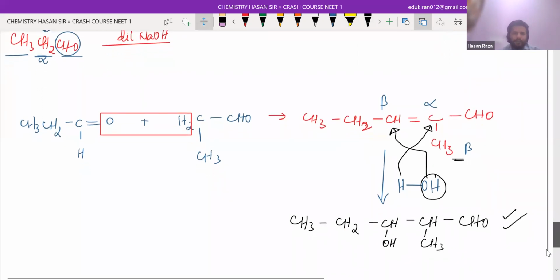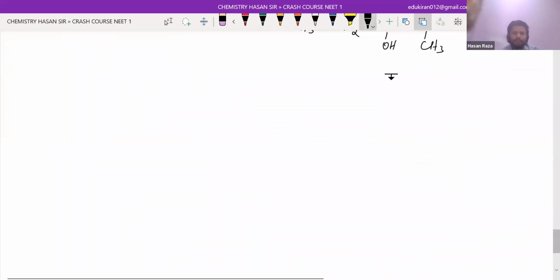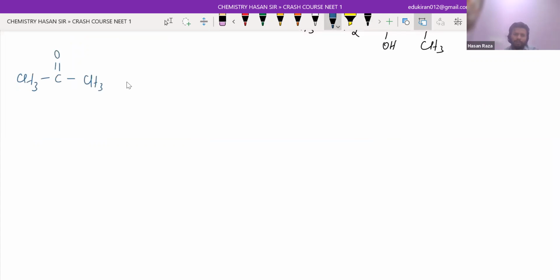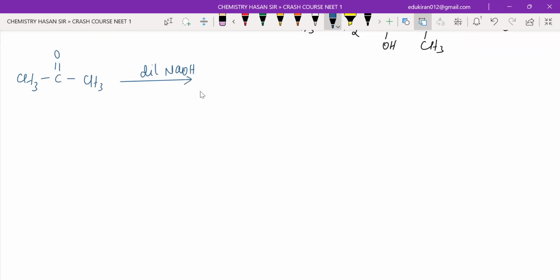Yes. You can easily calculate, if you can find the alpha hydrogen, you can do the same. Now I'm going to give you ketone. Ketone is in the same way. Please do this. Dilute NaOH. You just need to remove water.